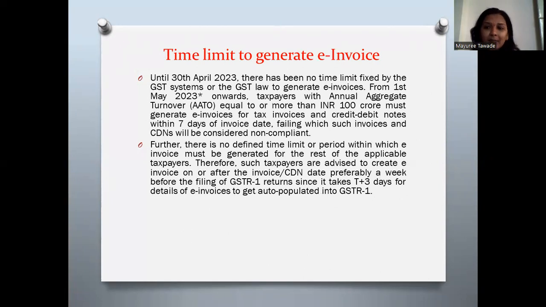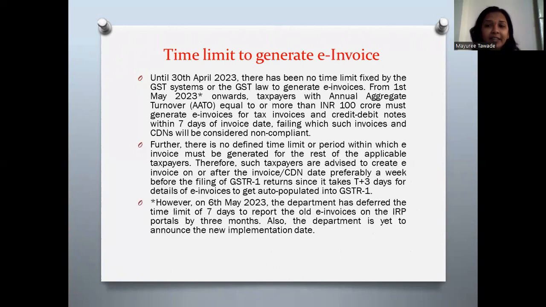So it needs some time after generating the e-invoice as well. However, on 6th May 2023, the department has deferred the time limit of 7 days to report the old e-invoice on the IRP portal for 3 months. Also, the department is yet to announce the new implementation date.